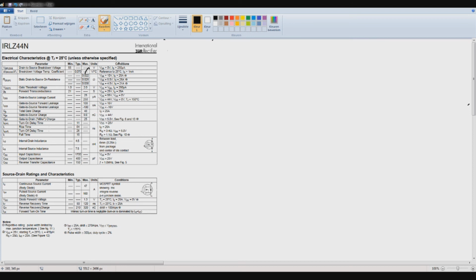So turn off delay, same thing as turn on delay. Fall time, same as rise time, but then for falling. Internal drain inductance, which is parasitic inductance. It's basically another voltage drop. For what you have to keep in mind, let me make these inductors, and maybe make this inductor as well.